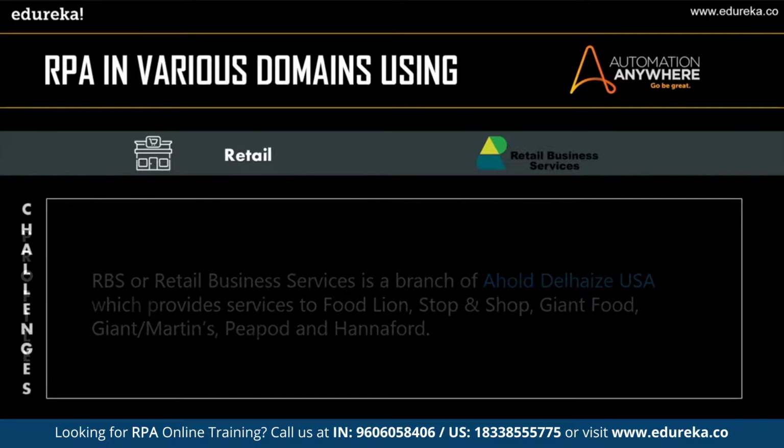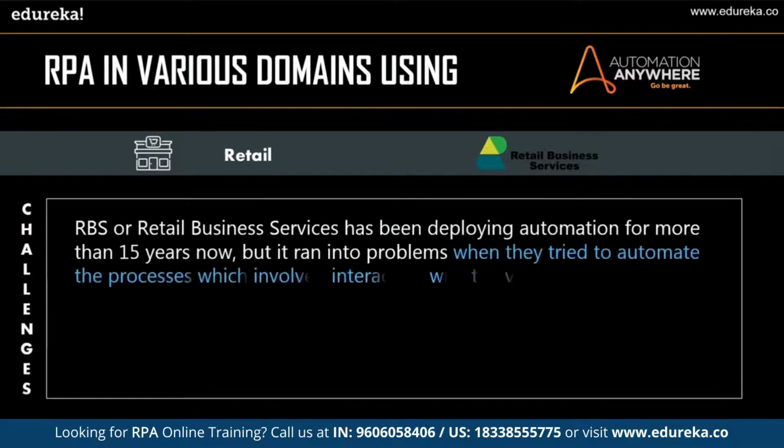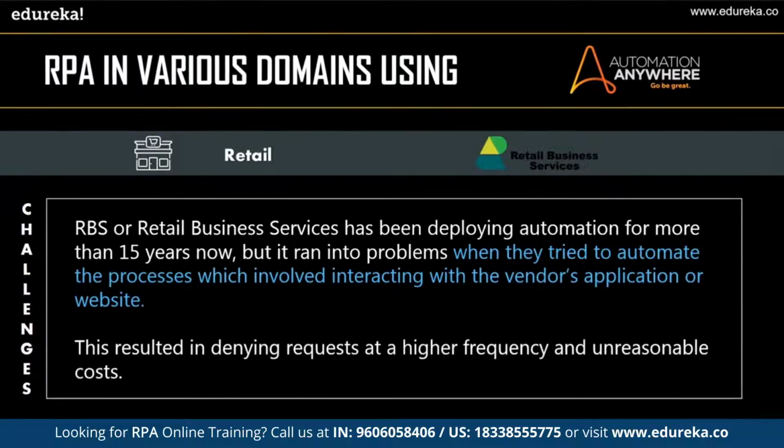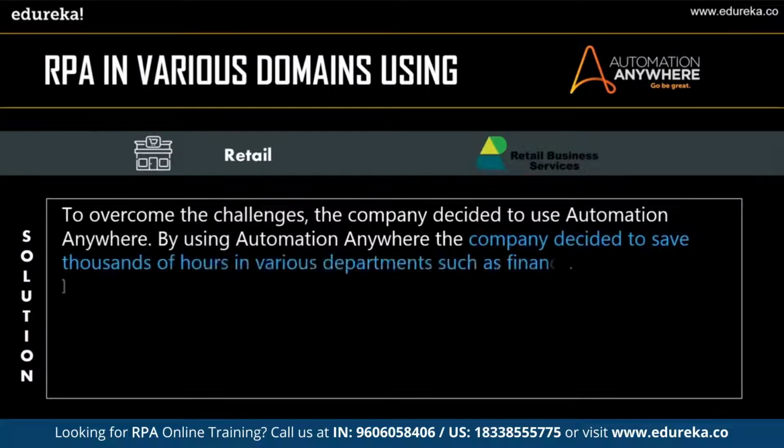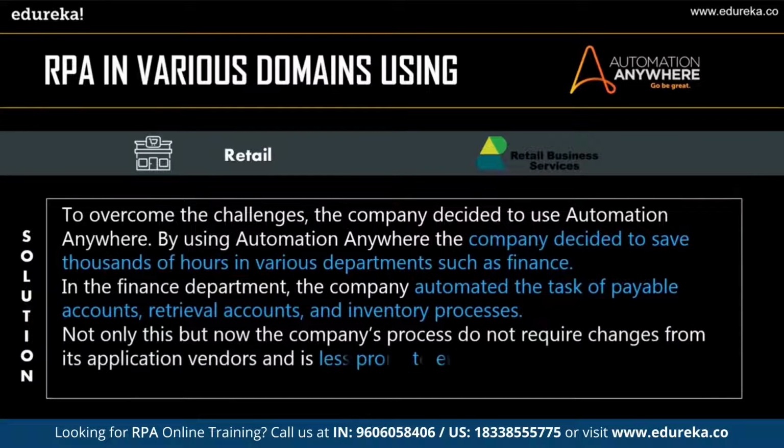Now, the challenge observed by RBS was that it had been deploying automation for more than 15 years, but it ran into problems when they tried to automate the processes which involved interacting with the vendor's application or website. This resulted in denying requests at a higher frequency and unreasonable cost. So to overcome the challenges, the company decided to use Automation Anywhere.